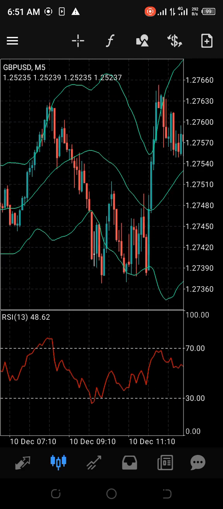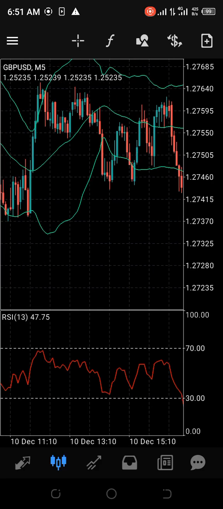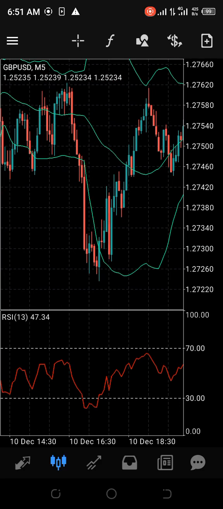Okay. So we have our oversold here. We have our break below the lower band here. And from there, see the market skyrocketed. See another one here. Break below the lower band, oversold, green candle. Look at it.